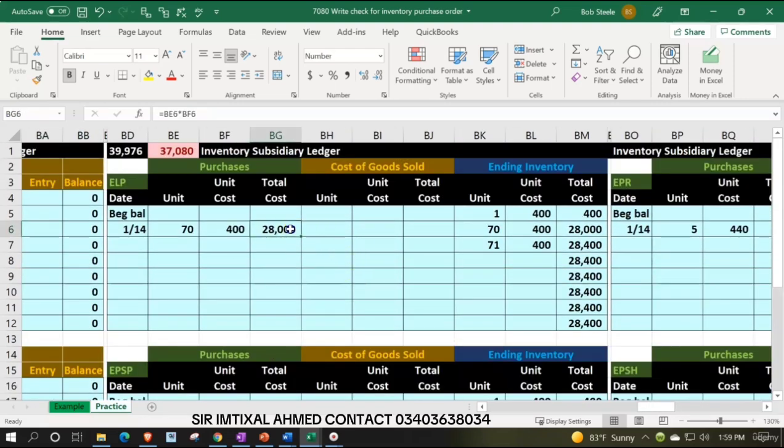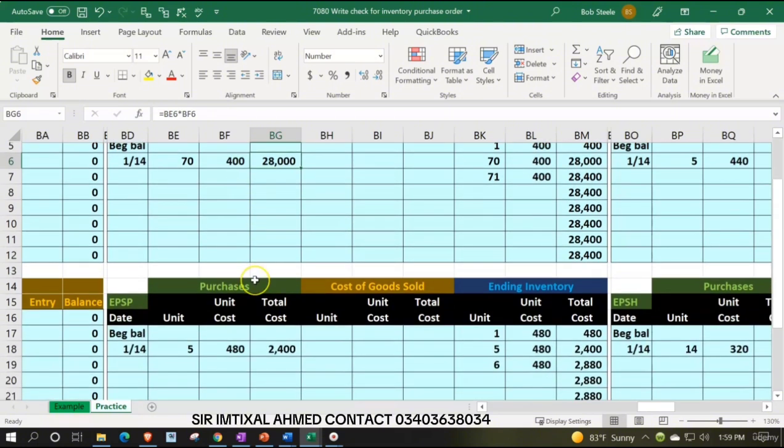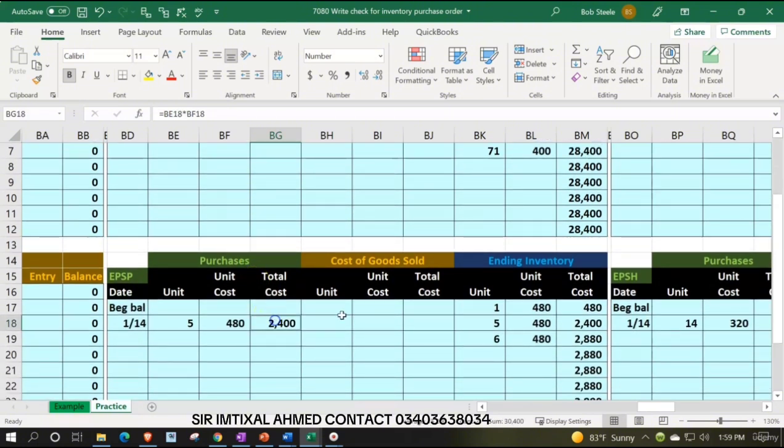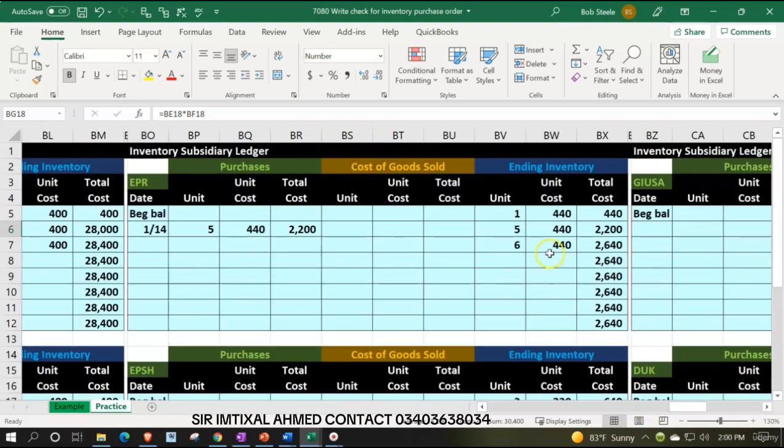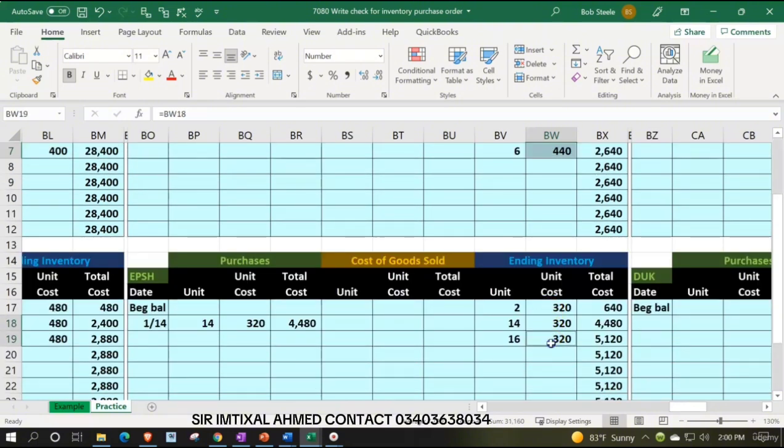We purchased this $28,000 worth for 70 units. I'm holding down control, and we have that $24,000 worth of units, and I'm holding down control. We've got that 440, and then I'm holding down control. We've got that 320, which adds up to that.